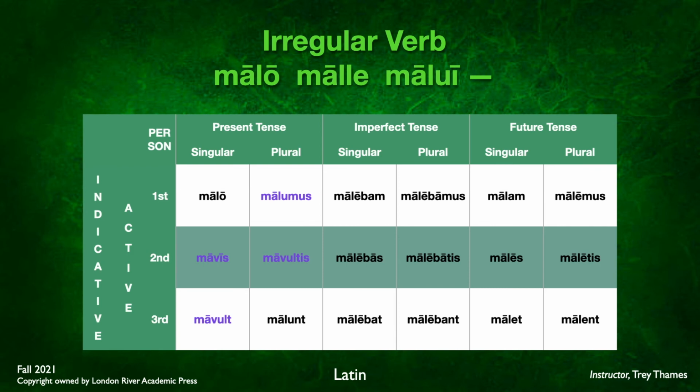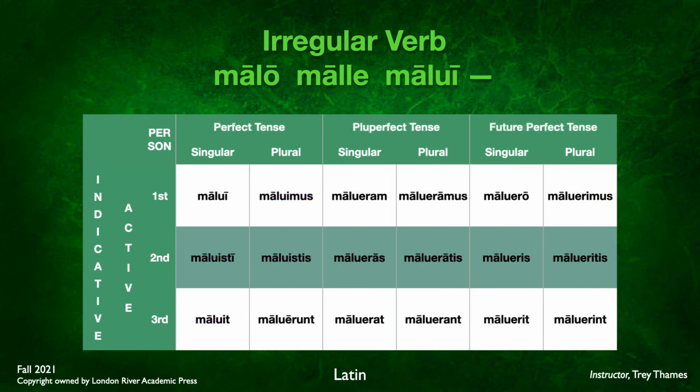Malo, malvis, malvult, malumus, malvultis, and malunt. And then malabam, malabas, malabat. And then malam, males, malet. For the perfect indicative, again, third principal part, stem malu plus your endings. And then pluperfect, same thing with your aram, aras, arat endings, and future perfect with your aro, aris, arit.